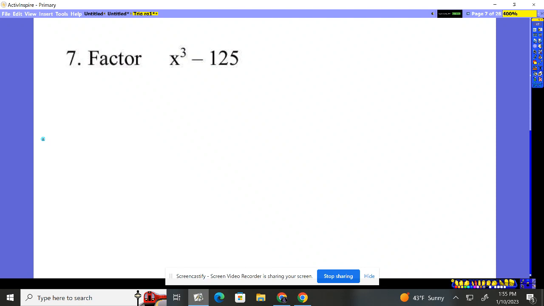Number 7 wants to factor x cubed minus 125. Those are both perfect cubes. That tells me I'm using the idea of SOAP. So if you remember, what we're going to do is have a binomial times a trinomial. That's what's going to give us this. This trinomial piece is where we apply that idea of SOAP. We'll see what we mean by that in a second.